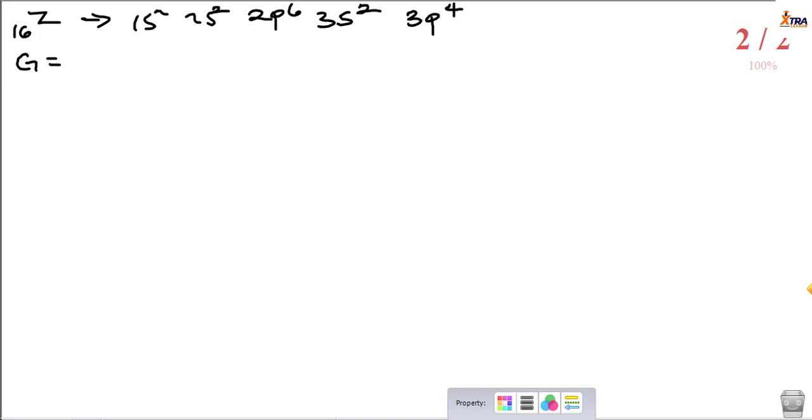So the first one is, what is the group here? What is the rule? You go to the largest number. So what is the largest principal here? The largest principal is 3, but it appears twice. So it means the group here is the sum of the powers on the largest principal. That is 2 plus 4. And that gives us 6. So it's a group 6 element.